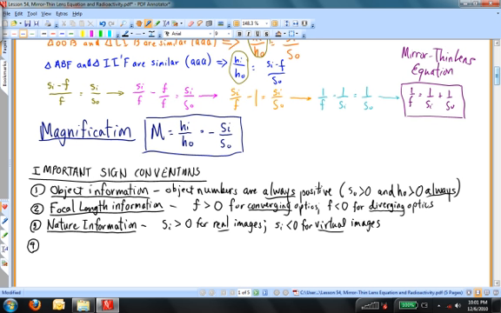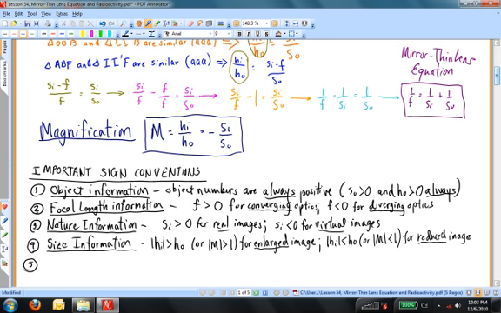Next comes size information, and there are several different ways to express this. Basically, we want to compare the magnitude of the height of the image, HI, with the magnitude of the height of the object, HO. If HI is greater than HO in magnitude, then we say we have an enlarged image or a magnified image. But if HI is less than HO in magnitude, then we say it's a reduced image. Since the magnification is the ratio of HI over HO, then we could talk about a magnification whose magnitude is greater than 1 for an enlarged image and less than 1 for a reduced image.